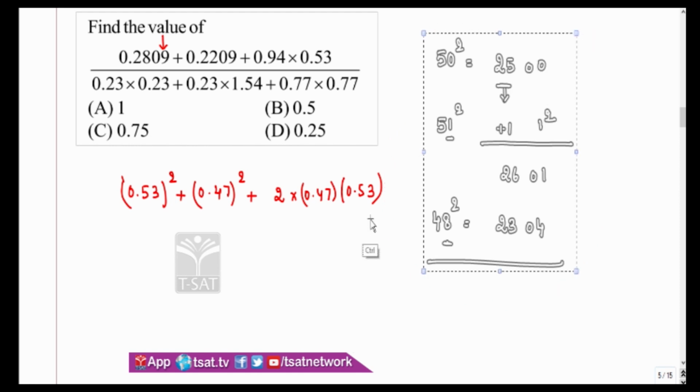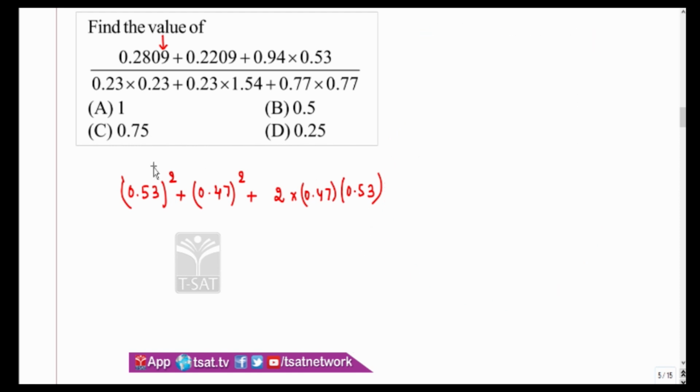Now completely, your numerator is in the form of a plus b whole square, because you have a square plus b square plus 2 into a into b. Now what is a and what is b here? In the numerator, a is 0.53 and b is 0.47. Therefore, a plus b becomes simply 1. Now a plus b is 1 means the entire numerator becomes 1.